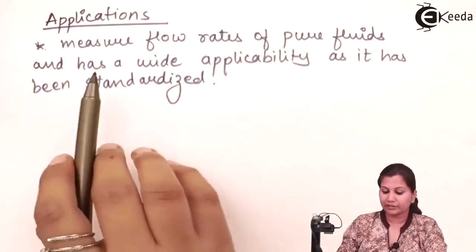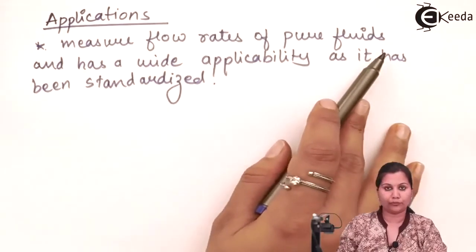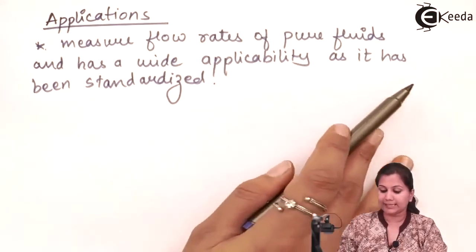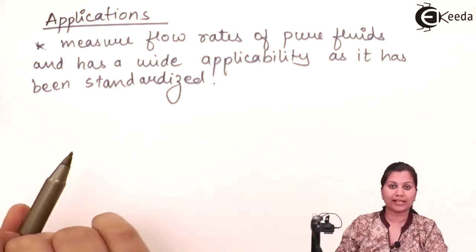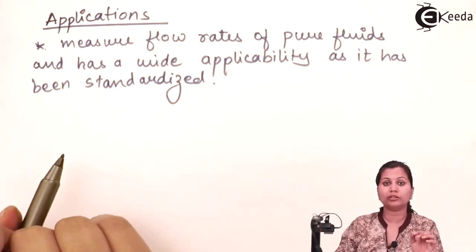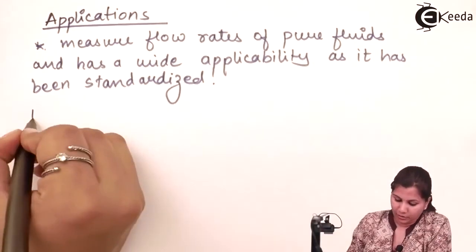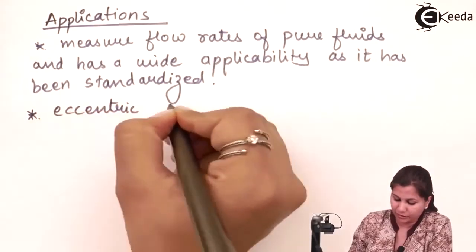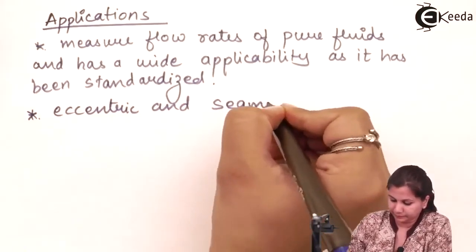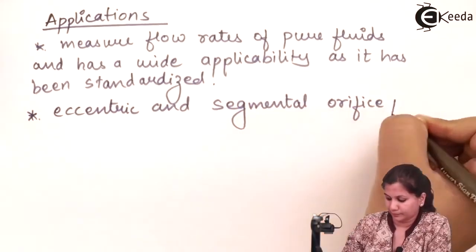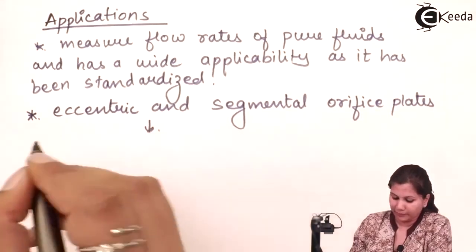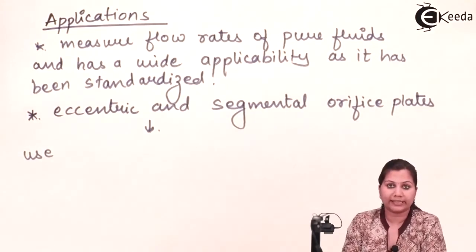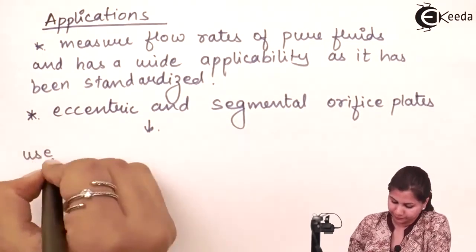The orifice plates are used to measure the flow rates of pure fluids, and it has a wide applicability as it has been standardized and it is used as the primary sensing element for the flow rate. Also, the types of orifice plates like eccentric and segmental are used to measure the flow rates of the liquids which are containing the suspended materials.